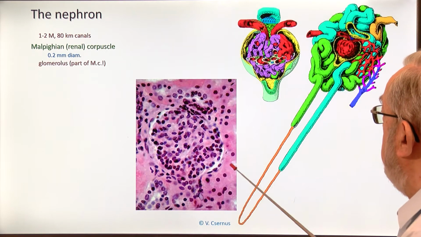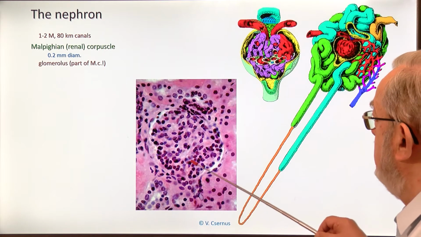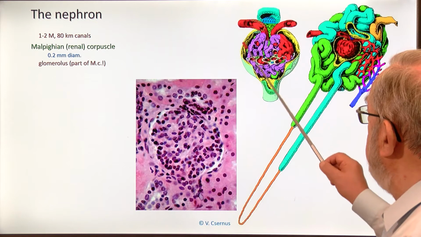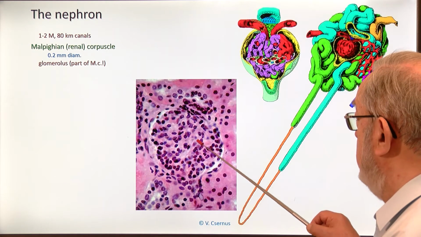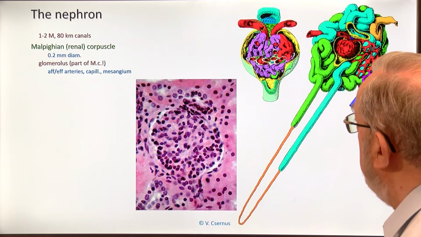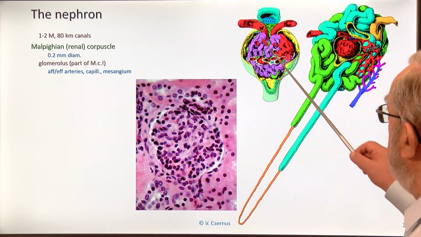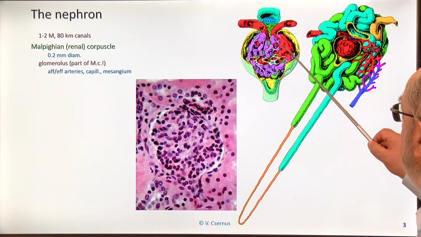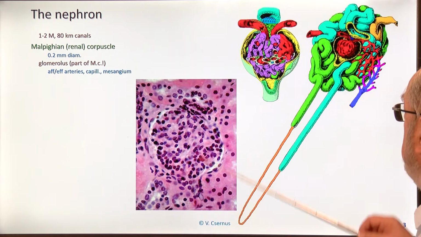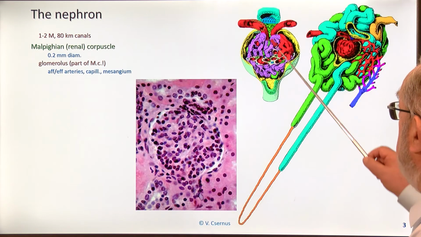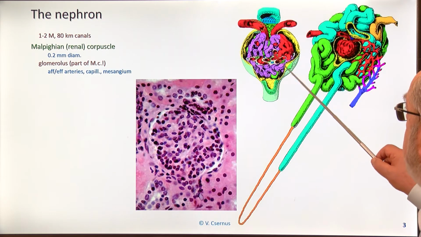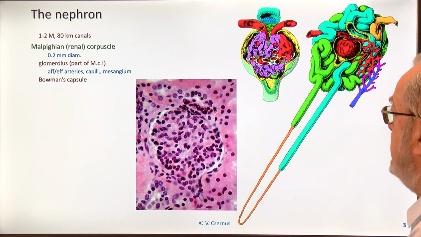In the middle, we have a capillary tuft, which we name glomerulus. Be careful not to mix the entire Malpighian corpuscle with the glomerulus. Glomerulus is just a part of it. In the glomerulus, we have an artery which is coming in. This is the afferent artery. And the efferent artery, interestingly enough, the blood which goes out of the Malpighian corpuscle is still in high pressure, and the vessel is also another artery. Between them, we have the capillary tuft and mesangial cells.